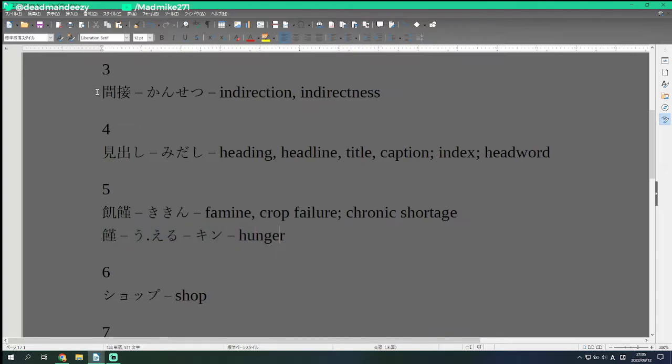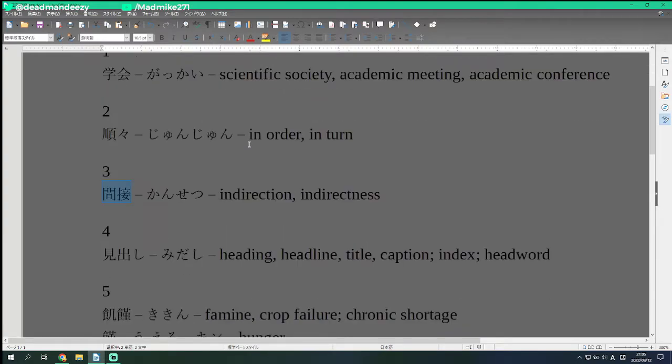If it's a new word but it's made up of kanji I already know, I'm just going to go over the meanings of each of the kanji and how it comes to make the new word. And we'll write those down 3 to 5 times.